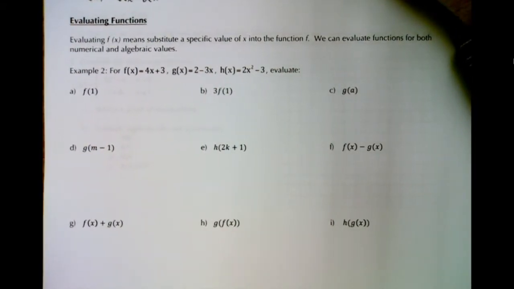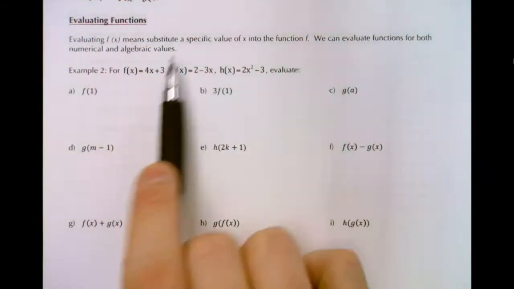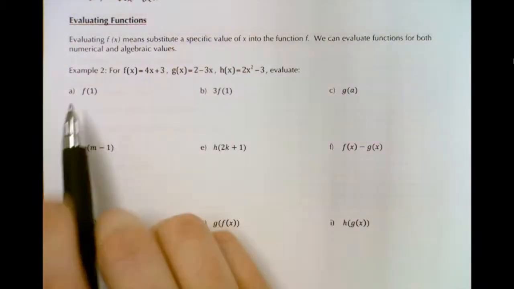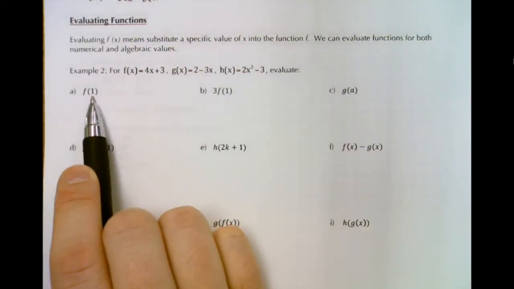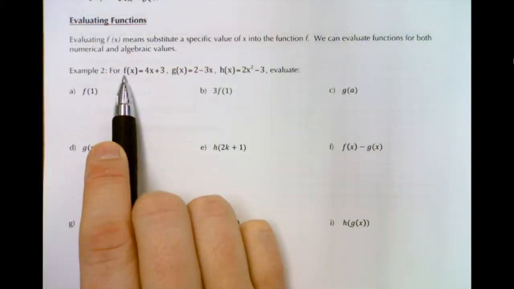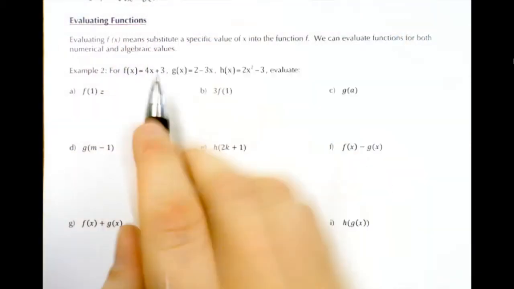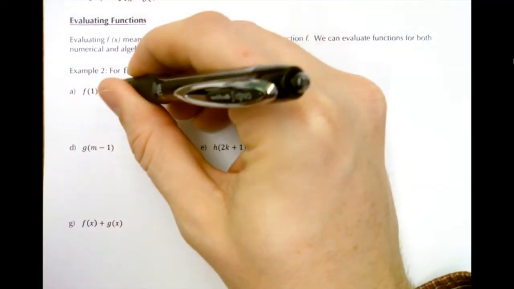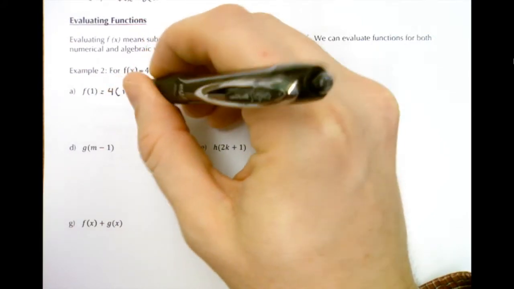When we evaluate a function, it means we're going to substitute a specific value of x into the function. And this doesn't change. If this was a regular linear equation or a regular equation, we just replace x with the number and get an answer. But the notation's a little different. So f at 1. What this means is, in function f, replace the x with 1. So I'm going to do that. My function f is 4x plus 3, so instead of x, I'm going to write 1. So it becomes 4 times 1 plus 3.